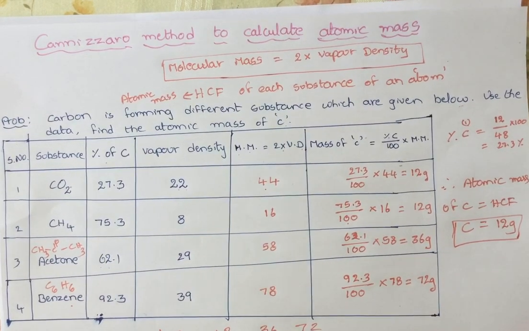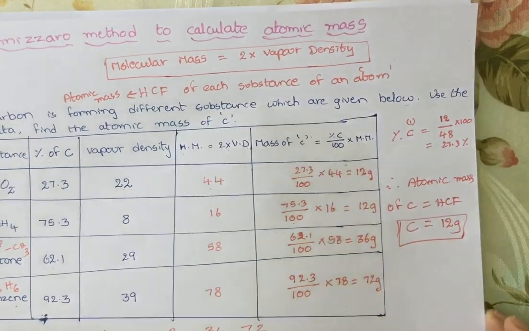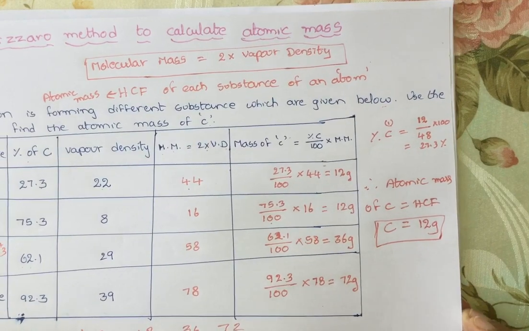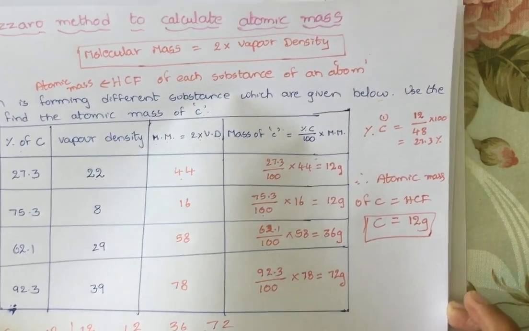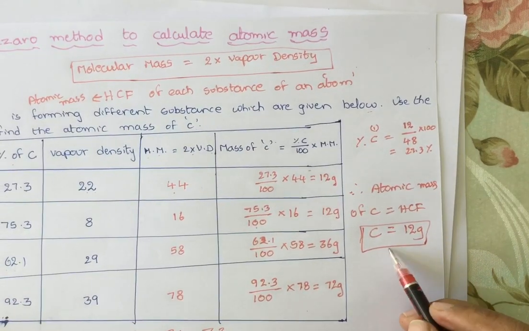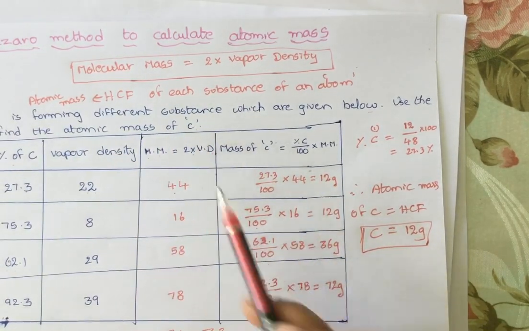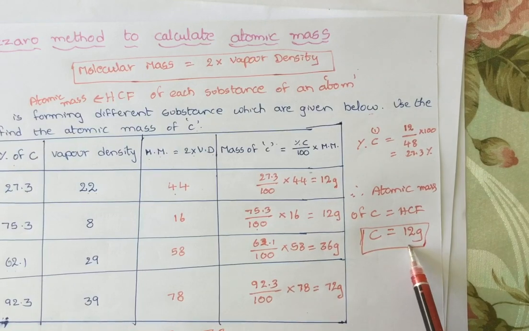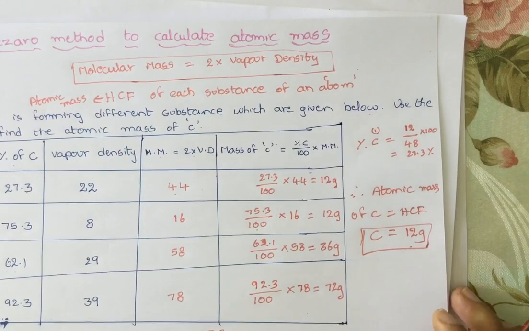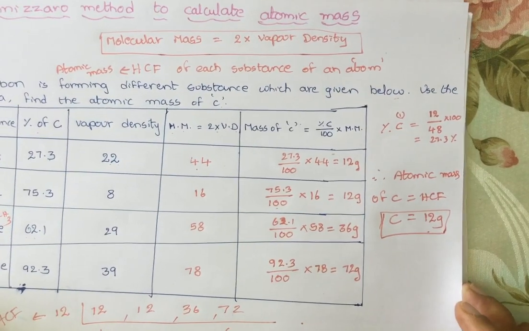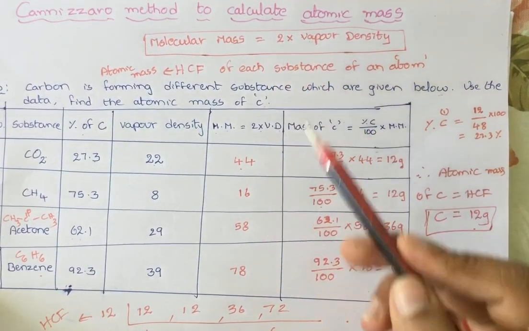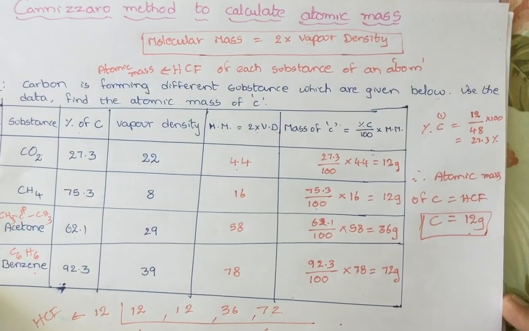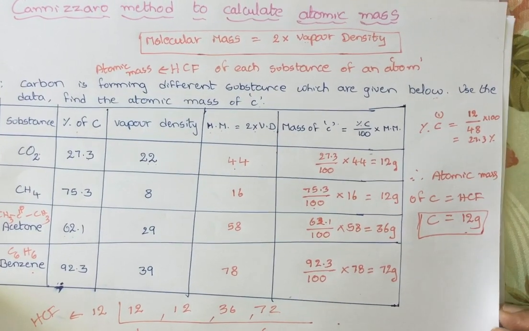You have to do the problem in this way and report like this. You can see the calculation part, and the HCF should be calculated in this way and reported. They asked only to find the atomic mass of carbon, and we got the atomic mass of carbon as 12 grams. So that is about the Cannizzaro method, the formula we use to calculate molecular mass. By using this, we can calculate the mass of a particular atom which is forming more than one substance.